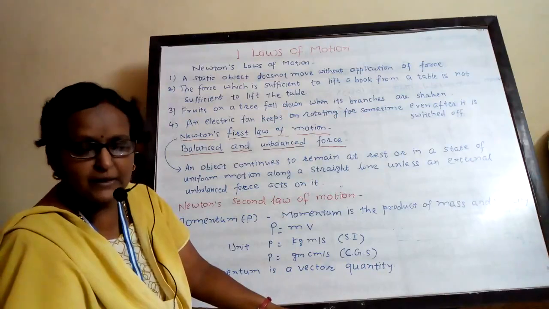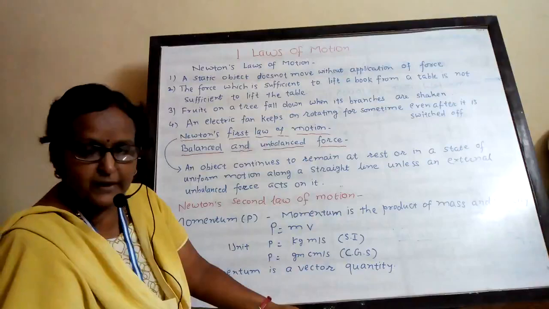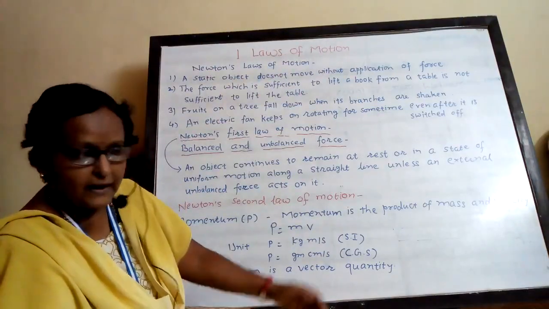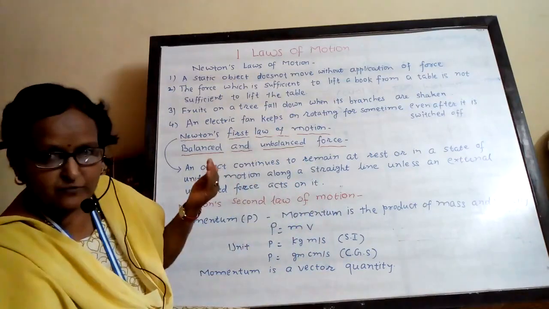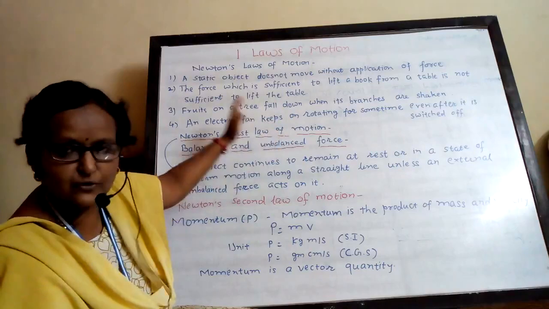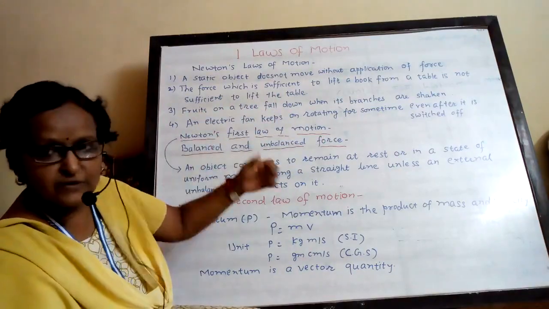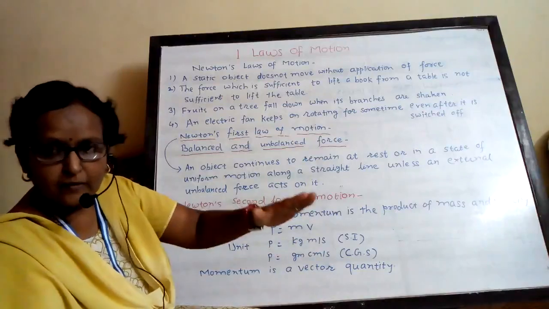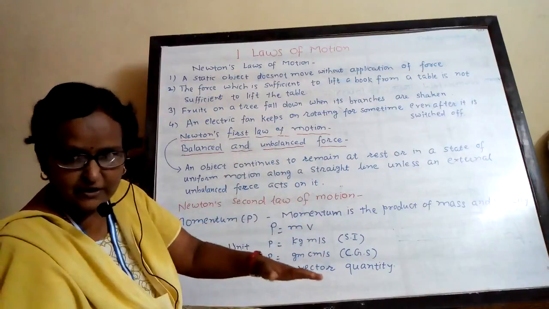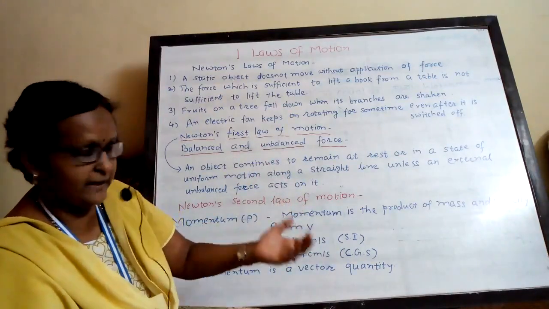A train coming onto the platform. The driver applies brakes a long distance before, and though it is coming onto the platform, it will go further and then it will stop. So this is also an example that the objects which are in motion will require force to stop. The objects which are stationary will also require force to get motion, etc.